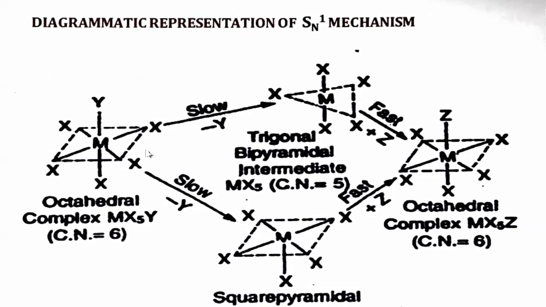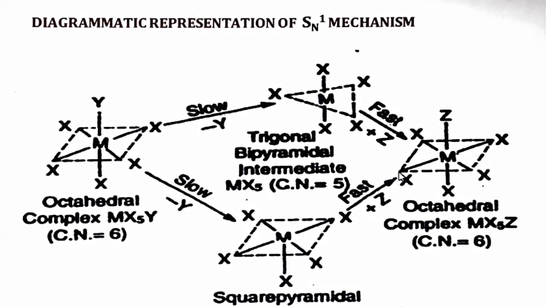This same SN1 mechanism we can understand by this figure. This is the diagrammatic representation of SN1 mechanism. First we have an octahedral complex with coordination number 6. Here we have X, five other ligands, and the Y ligand. By the slow step, this forms an intermediate complex with coordination number 5. It could be either trigonal bipyramidal or square pyramidal. In both cases the coordination number will be 5. So these are the intermediates. Either this intermediate will form or this intermediate will form.